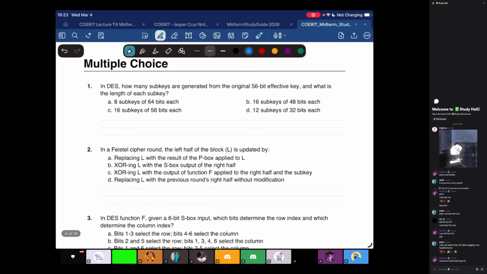In DES, how many subkeys are generated from the original 56-bit effective key, and what is the length of each subkey? So this one, the number of subkeys in DES is always 16. So that's what we're looking for, 16 subkeys. The other two statements are false. And this is kind of something to know. I'm not sure how to prove it, but each of the subkeys is 48 bits, therefore making B the correct answer.